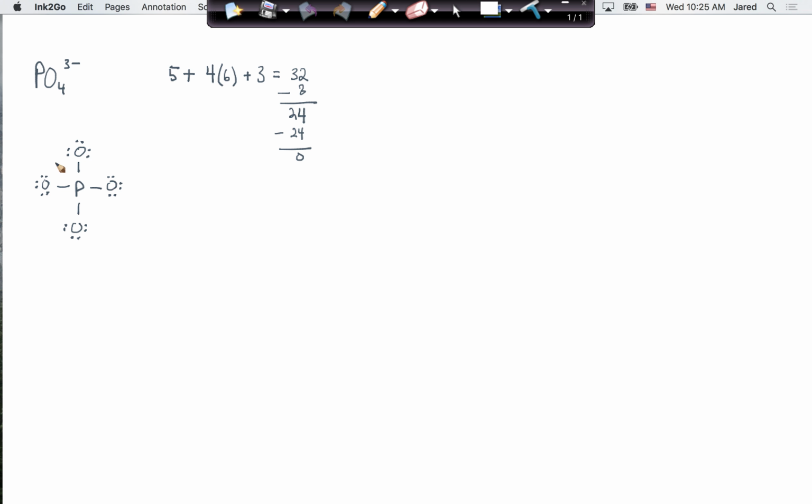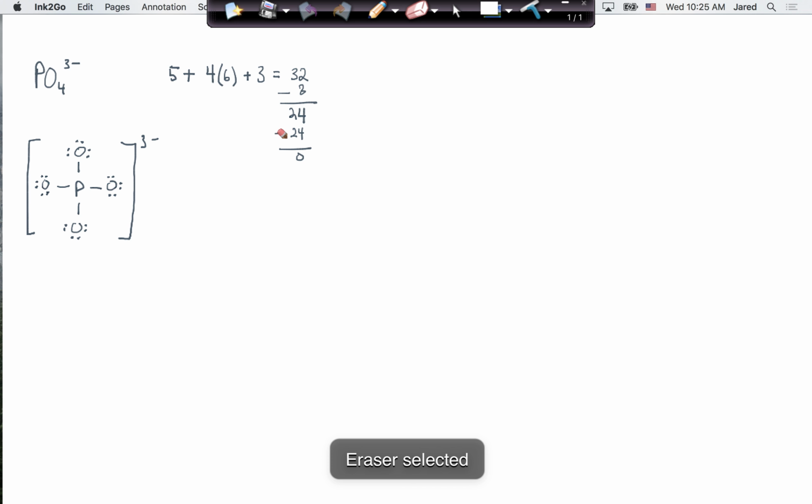So if we look at this, notice everything has a perfectly good octet. Each oxygen has 8 electrons, and the phosphorus also has 8 electrons. So this is, in fact, a good resonance structure for the anion phosphate, which has a total 3 minus charge. Okay, now I'm going to clear off a little bit of stuff here because we're going to need the space.